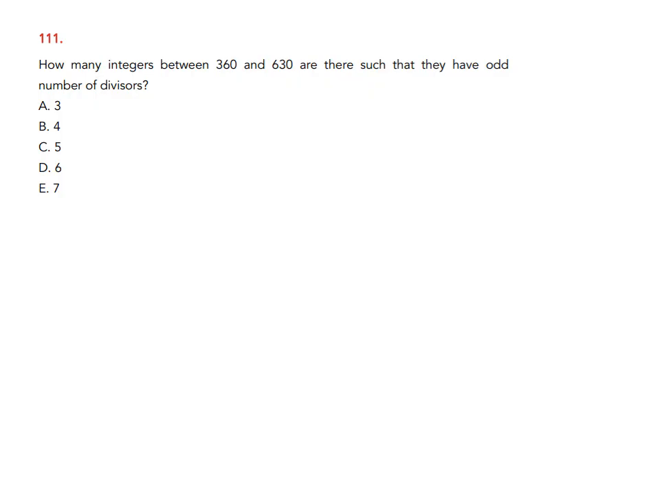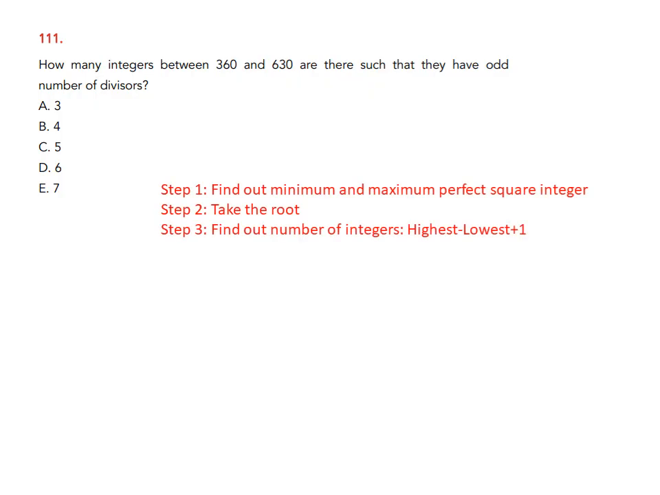So we need to find out how many integers between these numbers have an odd number of divisors. What are the steps? Step number 1. Find the minimum and maximum perfect square integer. Step 2. Take the root. And step 3. Find the number of integers, that is the highest number minus the lowest number plus 1.